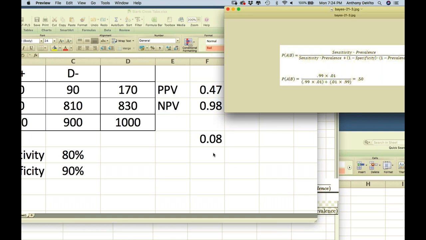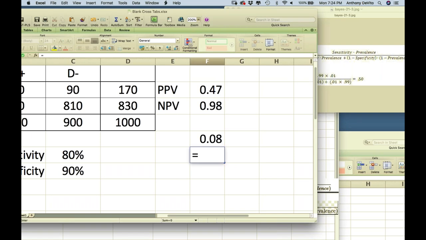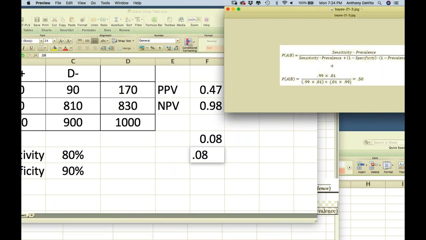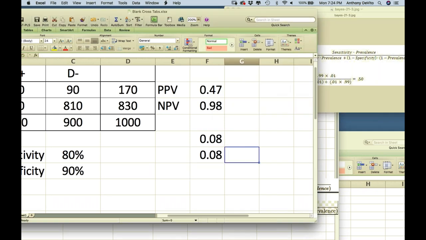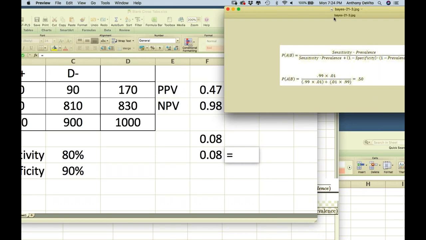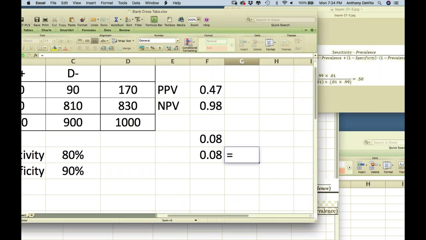So what's on the bottom? On the bottom, we have to add together, again, 0.08. If you look on the bottom, it's the same thing: sensitivity times the prevalence. 8% of the people are true positives down there also. Now we have to add to it the false positives. How do we calculate that? One minus the specificity. The specificity is 90%, so one minus specificity is 0.1, times one minus the prevalence. The prevalence was 10%, so this would be 0.9. And that comes out to be 0.09.